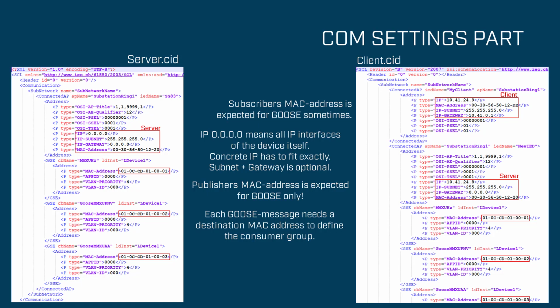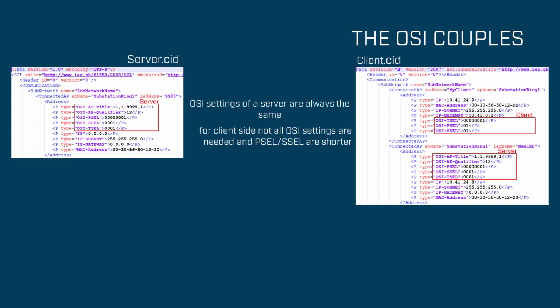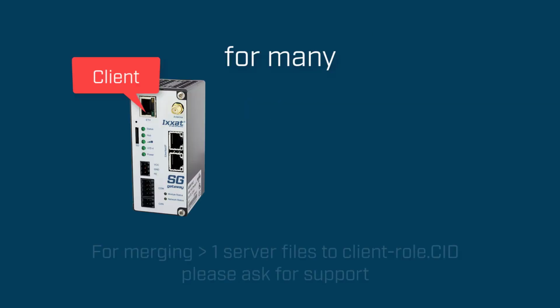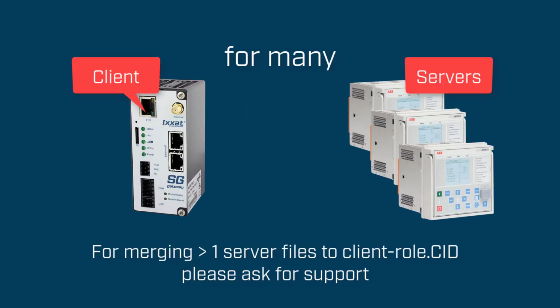A CID file for configuring the SG Gateway to act in client role is a little bigger than the CID file for server role, since the file includes information for the client but also for the connected servers. If the SG Gateway in client role shall connect to more than 1 server, please feel free to contact HMS Technical Services for assisting you with the merging of those several CID files.